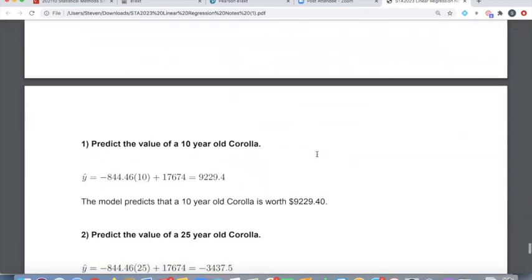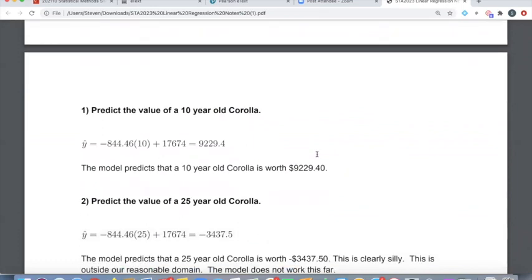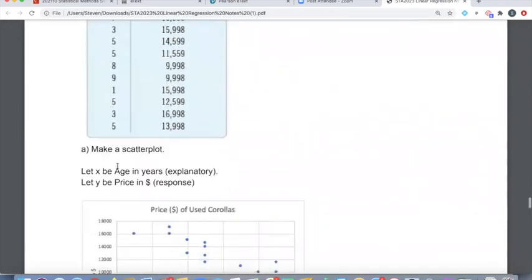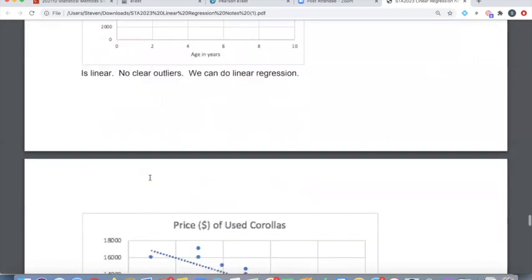Okay, now that we got a model, let's make some predictions. Let's predict the value of a 10-year-old Corolla. 10 years old. Is that an X or a Y? I have to stop and think. Years, was that X or Y? Oh, it's a good thing I wrote that down. X is the age in years. That's an X.